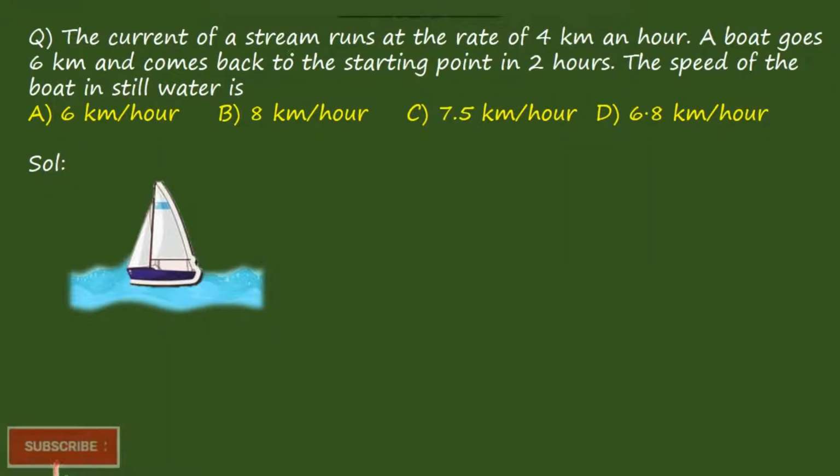Come to the next question. The current of a stream runs at a rate of 4 kilometers an hour, and a boat goes 6 kilometers and comes back to the starting point in 2 hours. The speed of the boat in standing water is? Okay, first we understand the question.